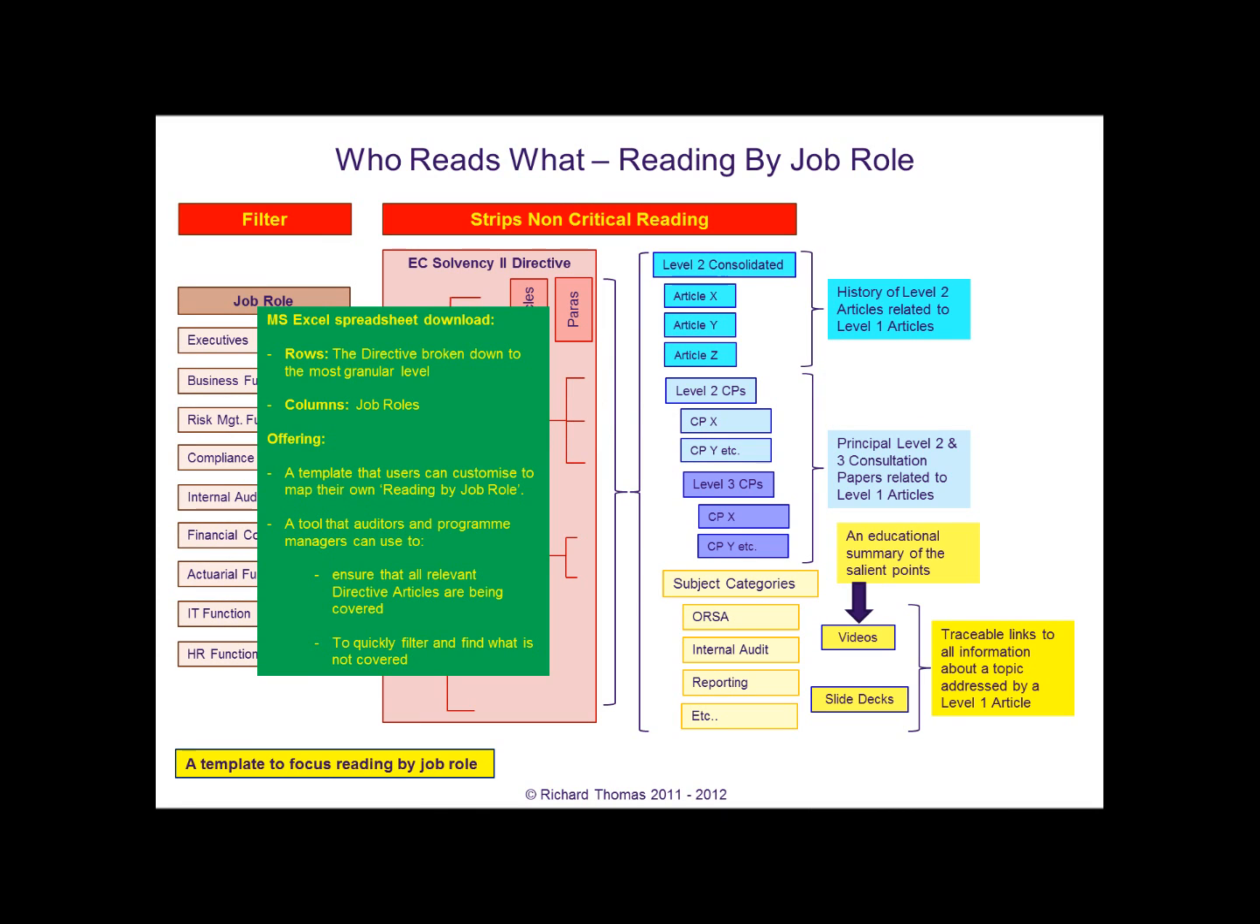What any role player should read is of course subjective and dependent on the definition of each role within an undertaking. The template offered is a guide to essential reading, not all required reading. An MS Excel spreadsheet is available for download, in which the 1452 rows identify each article's subparagraphs and the columns represent the roles. This can be used as a template by which adjustments can be made. It also serves as a useful tool by which auditors and program managers can ensure that all relevant parts of the directive are being addressed by assigned ownership.